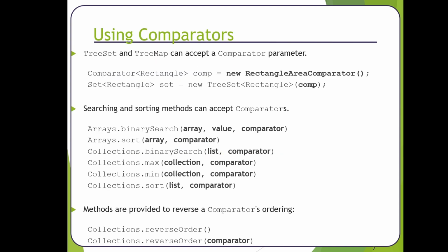Binary search makes use of the comparator. The sort function also makes use of the comparator. Maximum, minimum and sort: all these methods make use of the comparator. So let us try to implement this in Eclipse.